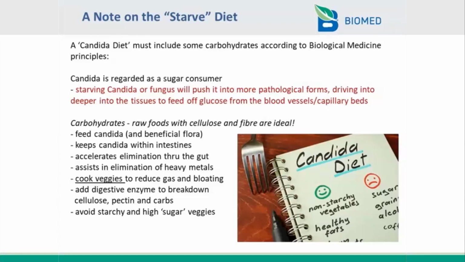And some fruits, like apples, again, are super high in cellulose and fiber. So apples are ideal. Berries are ideal, pears are ideal. There are some sweeter fruits that maybe are not so ideal.